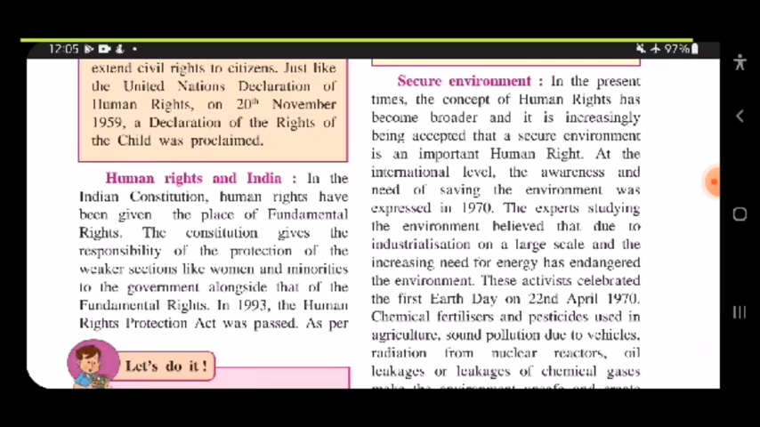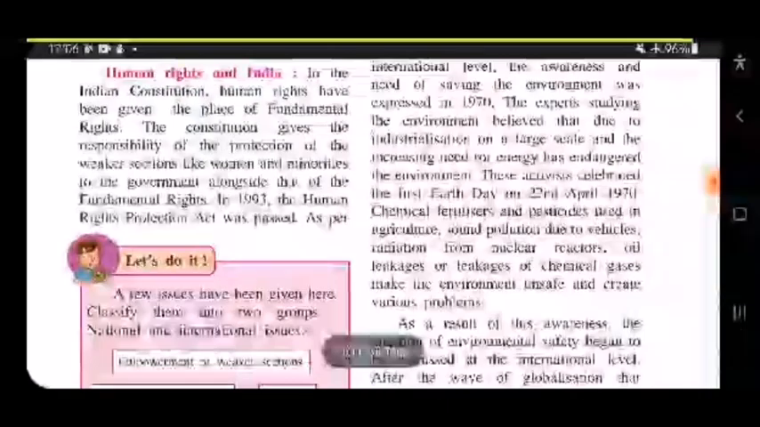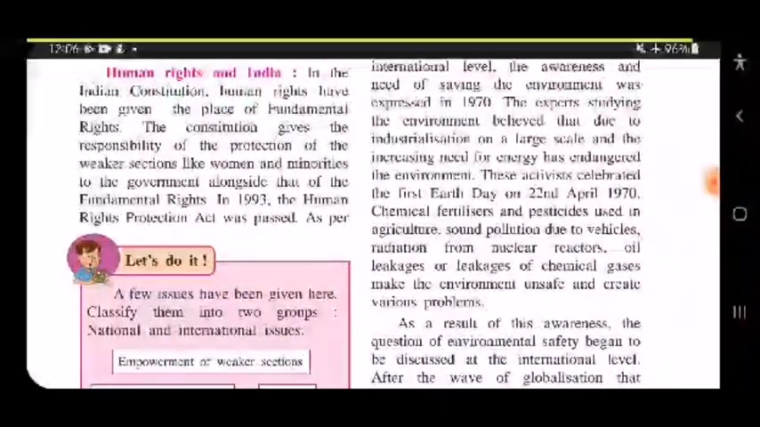At the international level, the awareness and need of saving the environment was expressed in 1970. The experts studying the environment believed that due to industrialization on a large scale and the increasing need for energy, the environment had been endangered. These activists celebrated the first Earth Day on 22nd April 1970. So when is Earth Day celebrated? That's on 22nd April.